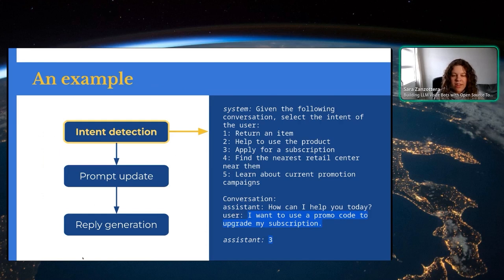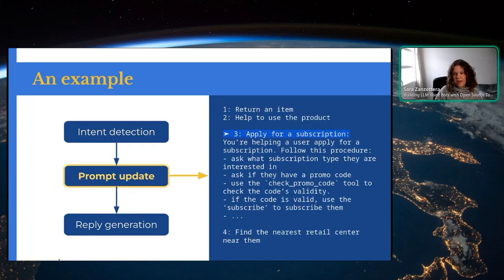In this case, for example, the user is saying, I want to use a promo code to upgrade my subscription, let's say. And the assistant will reply not "okay, how can I help you?" but it will say 3, because 3 is the number of the intent that the user is trying to accomplish. In this case, apply for a subscription. Once the LLM replies with the number of the intent, in the rest of the system we can go into our library of prompts, figure out what system prompt matches the intent that was described, and basically replace it at the start of the conversation.